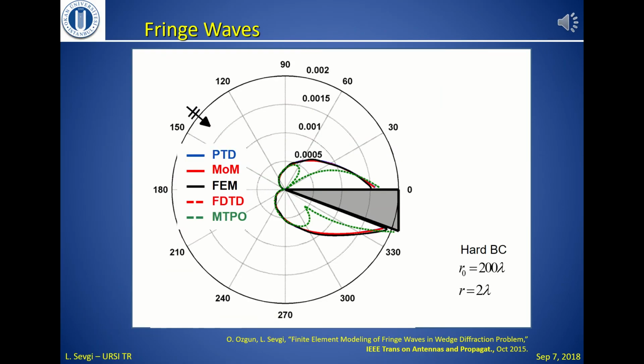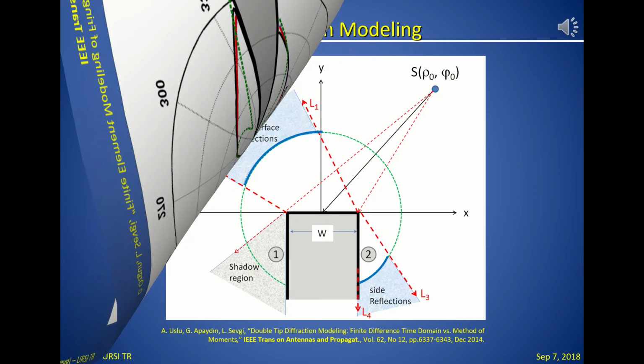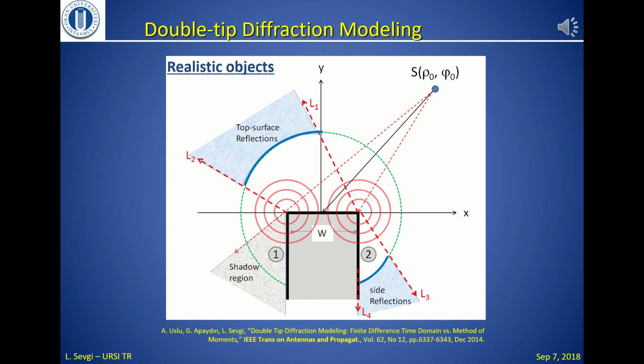We have published several papers where we obtained fringe waves around a wedge with PTD, method of moments, finite element method, and FDTD. We also published a paper where we share all the source codes of these methods. Double tip diffraction modeling using FDTD and method of moments is our next example.